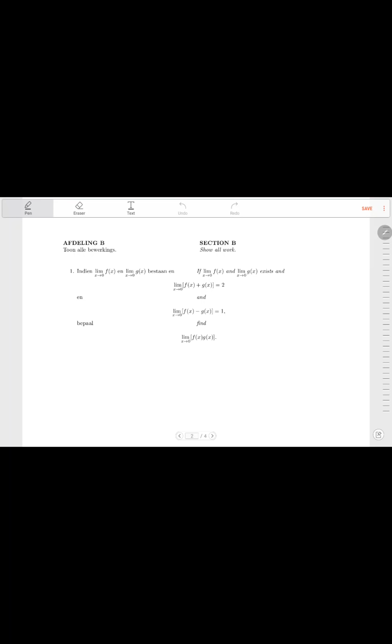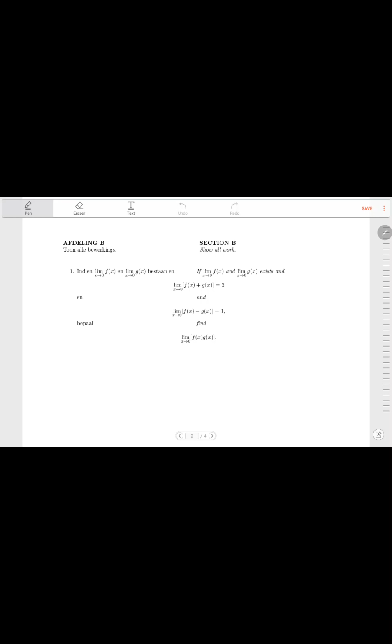If the limit as x approaches 0 of f of x and the limit as x approaches 0 of g of x exist, and the limit as x approaches 0 of f of x plus g of x equals 2, and the limit as x approaches 0 of f of x minus g of x equals 1, find the limit as x approaches 0 of f of x multiplied by g of x. So to solve this one, we are going to use our limit laws.